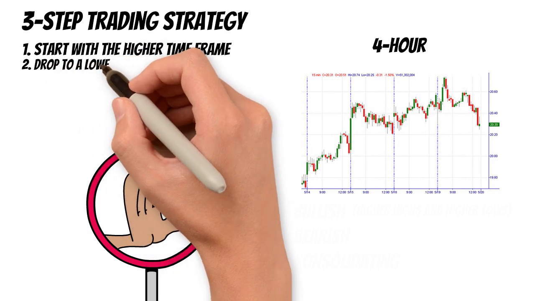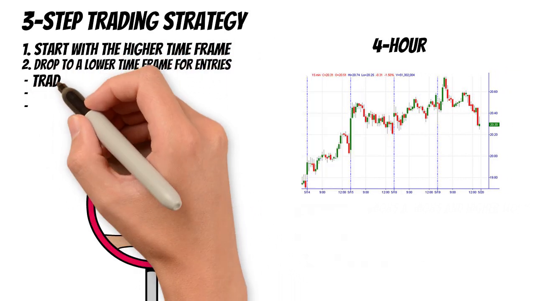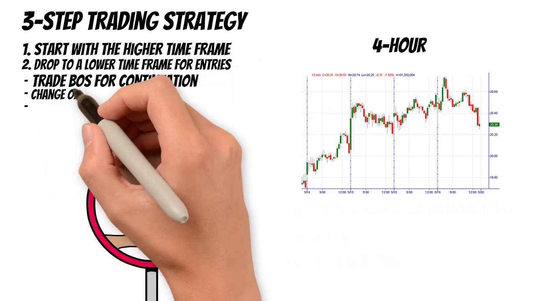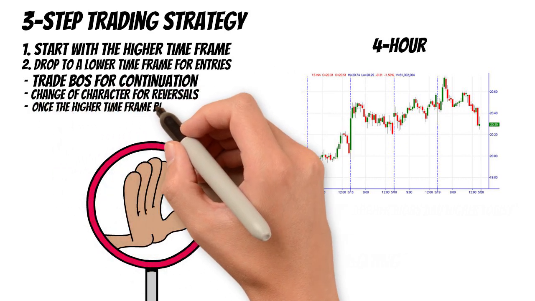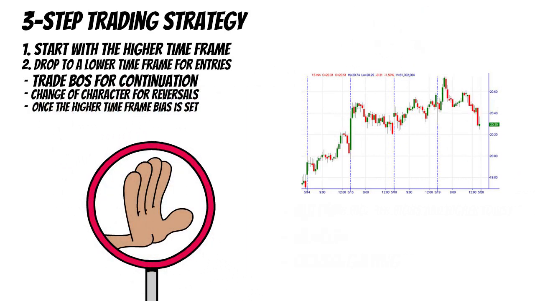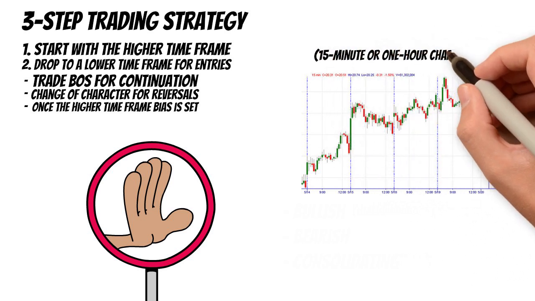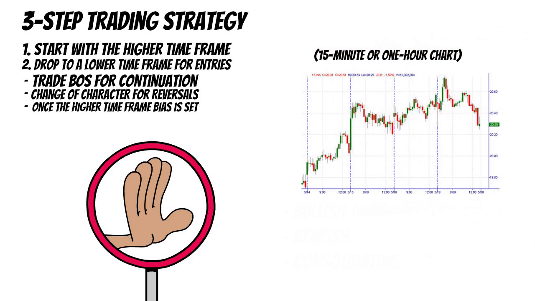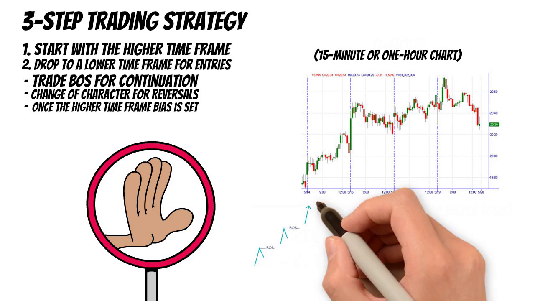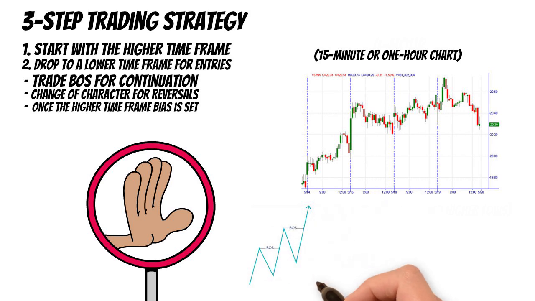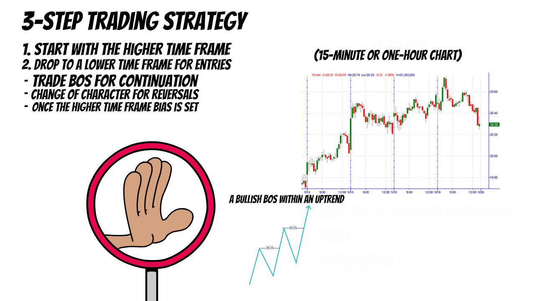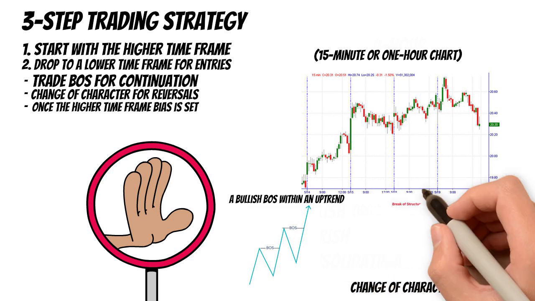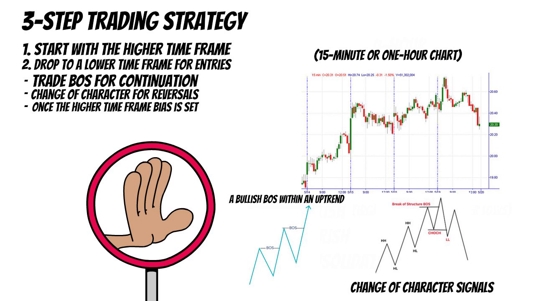2. Drop to a lower time frame for entries. Trade BOS for continuation, change of character for reversals. Once the higher time frame bias is set, drop to a more granular level such as the 15-minute or 1-hour chart. This is where you'll find precise entries. Look for a break of structure to join the dominant trend. For example, a bullish BOS within an uptrend can be your trigger to enter long. If the higher time frame is hinting at exhaustion, watch for change of character signals on the lower time frame to catch the reversal early.